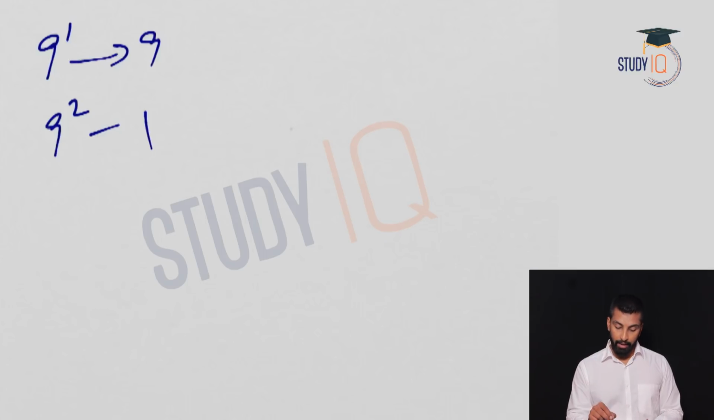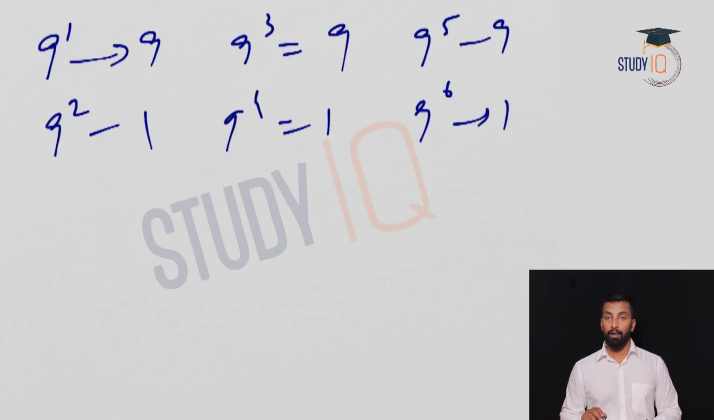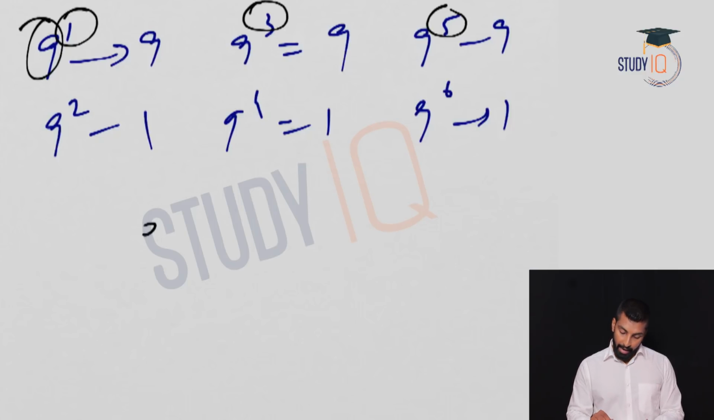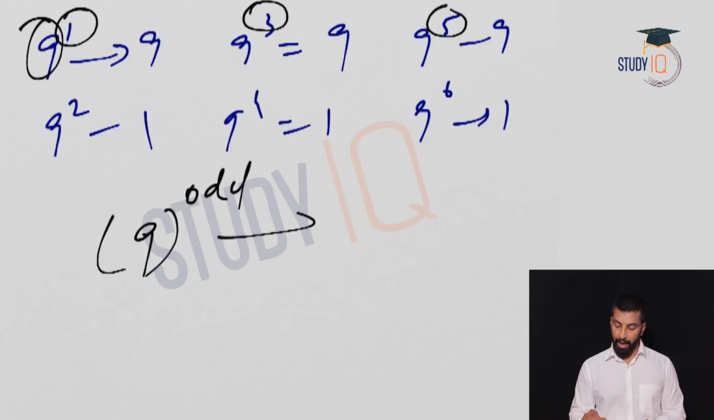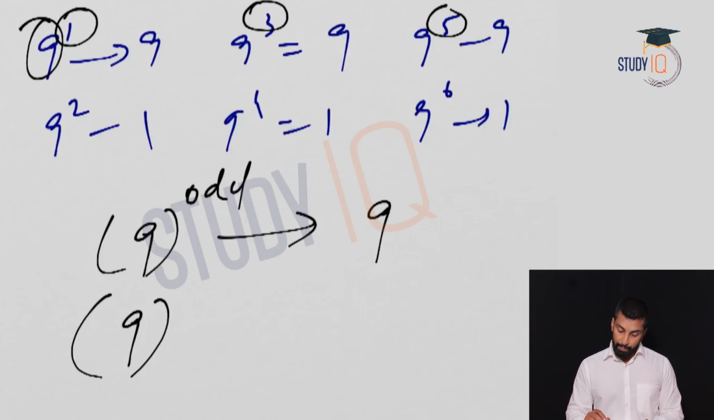What is 9 raised to 1? 9 raised to 1 is 9. 9 square is 81, right? So 1. 9 cube is 9, because 1 into 9 is 9. 9 raised to 4 is 1. 9 raised to 5 is 9. 9 raised to 6 is 1. So what you can conclude, if the number is ending in 9, these are odd numbers, right? Number ending in 9, any power which is odd will give you 9. Number ending in 9, any power which is even will give you 1.